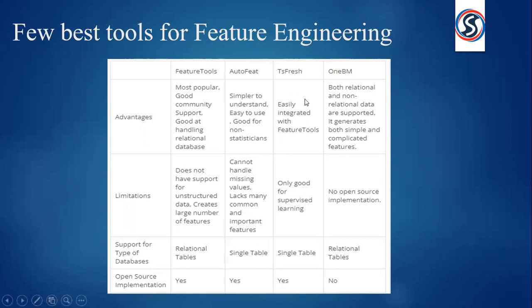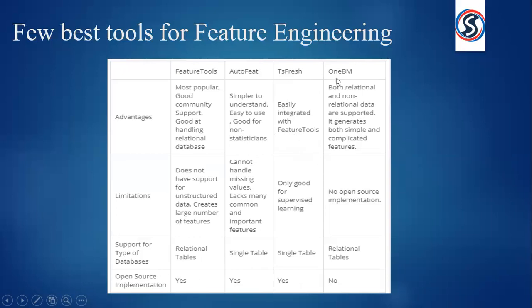And then we have TSFresh. TSFresh is also a feature engineering tool which is easily integrated with Featuretools. It is one of the Python packages. It is only good for supervised machine learning, which is a limitation when it comes to TSFresh. This one also works on only a single table. It cannot work with relational tables. Yes, it is an open source implementation. Even AutoFeat is an open source implementation. Featuretools is also an open source implementation.